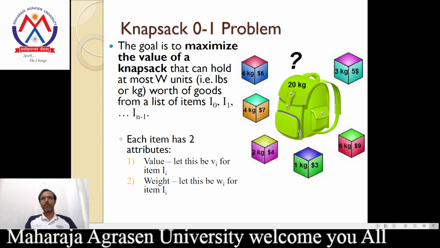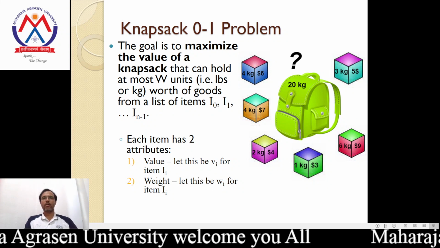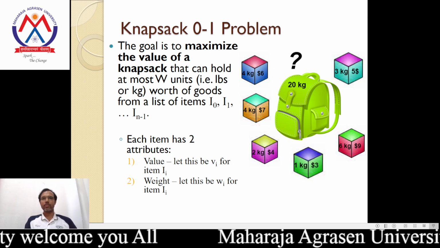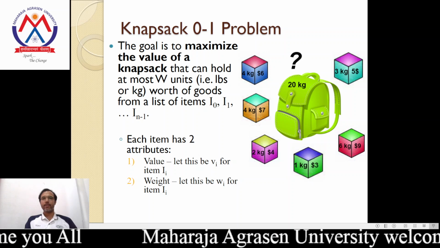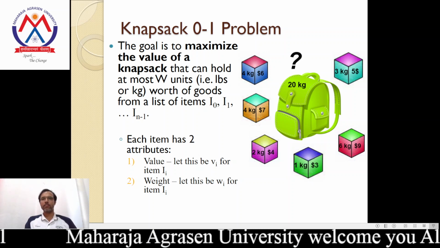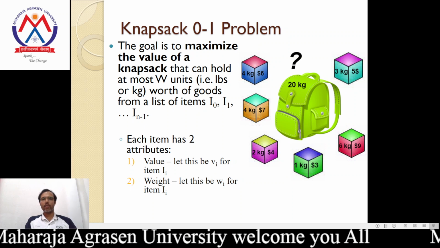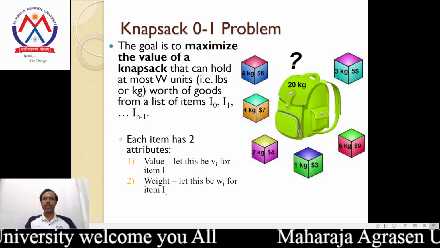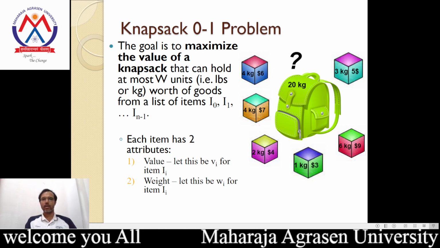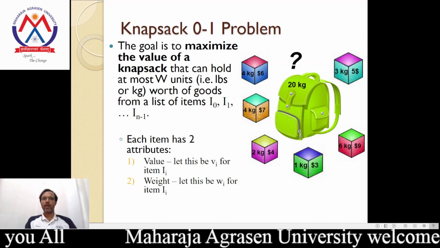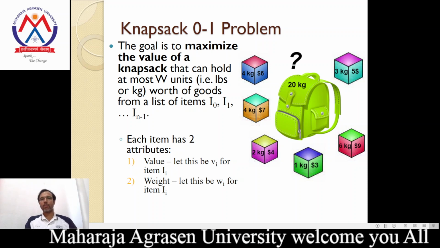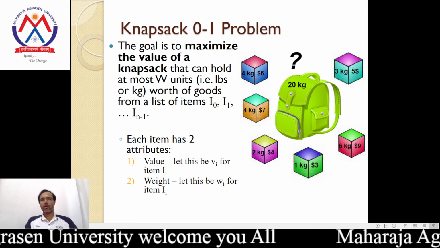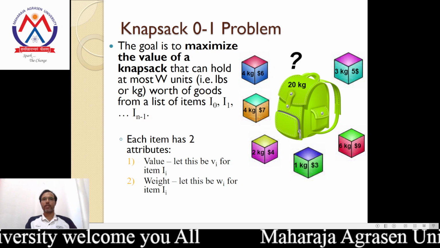Firstly, you have to explain what the knapsack 0-1 problem is. The goal is to maximize the value of the knapsack that can hold at most W units, maybe in kg, worth of goods from the list of items we have been given: I0, I1 up to IN minus 1. Each item has two attributes: the value, let this be Vi for the i-th item, and the weight, let this be Wi for the i-th item. Value means the profit of that weight we have to consider, and the weight is how much weight we have to consider.